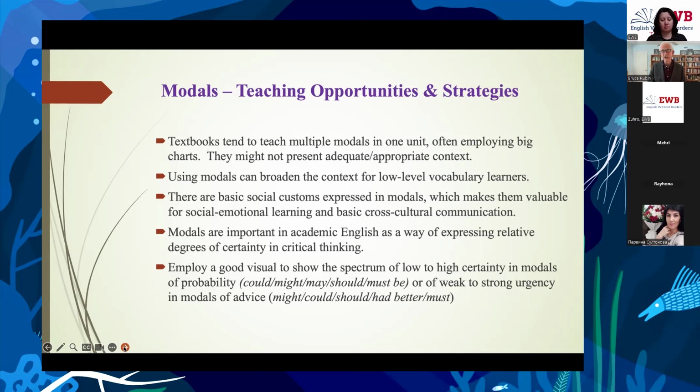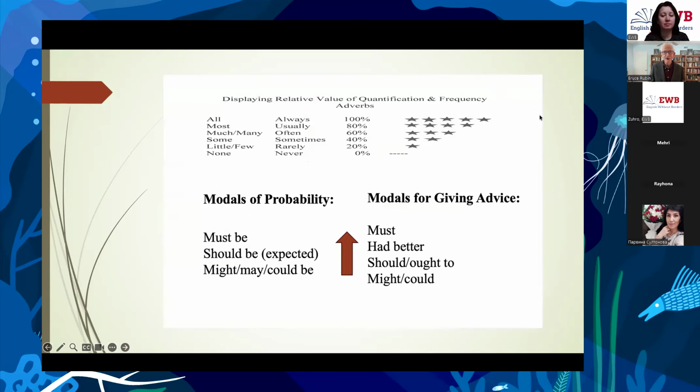And they're also very important in academic English as a way of expressing degrees of certainty. Finally, I'd like to suggest that you could look for good visuals to show a spectrum of low to high certainty in things like modals of probability, or sorry, you can use, again, weak to strong urgency in modals of advice. I have kind of a crude version of this here where the top one is actually relative value of quantification and adverbs. What I really want to show you is the star system, which I used quite a lot on the whiteboard where I could put the modals on.